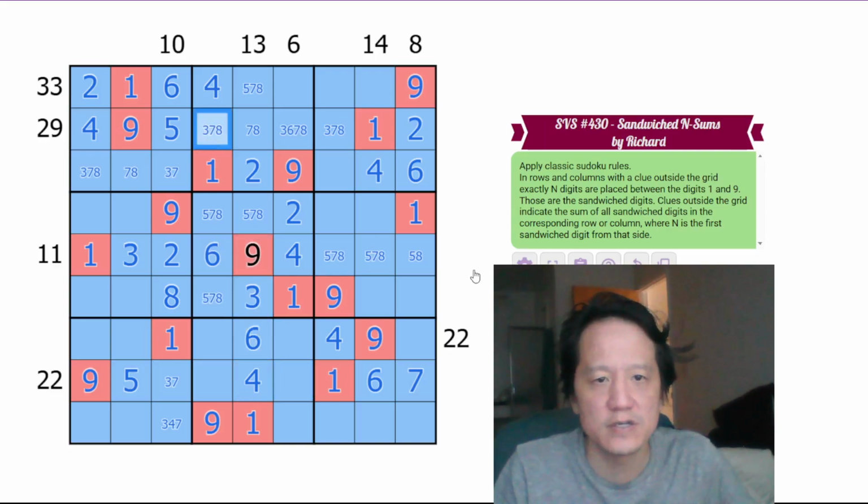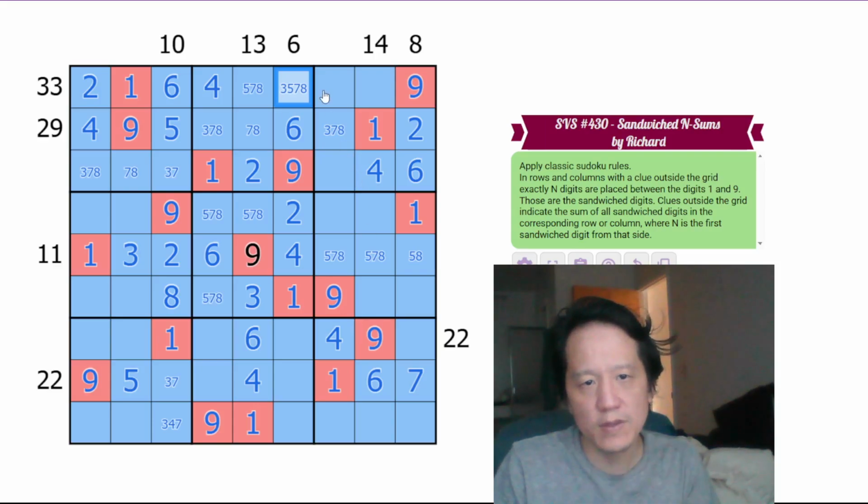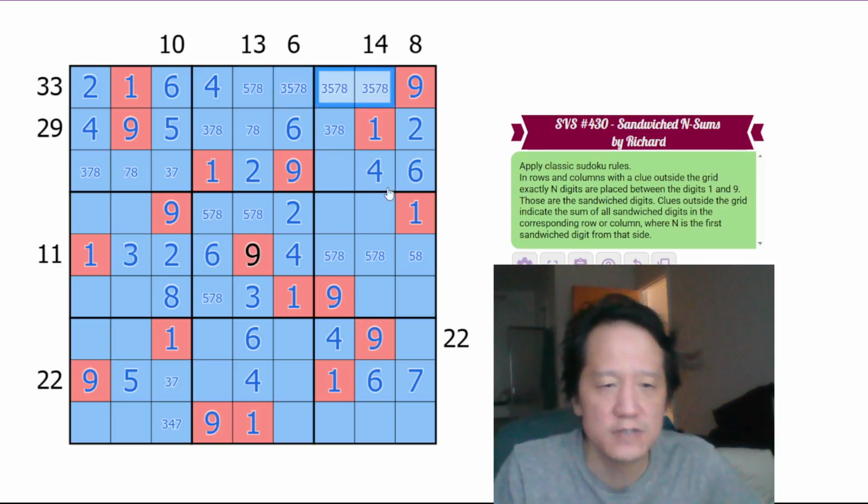This can't be 6. Where is the 6 in row 2? It must be here. So this is 6. That leaves this as 3, 5, 7, or 8. These are also 3, 5, 7, or 8. This has to be a 5. That's the only digit it could be.